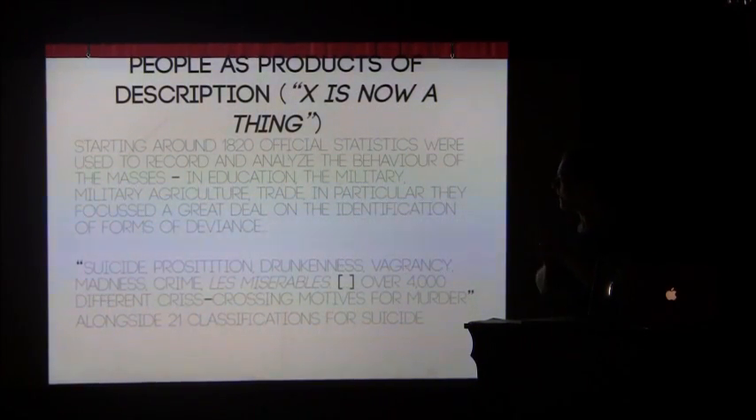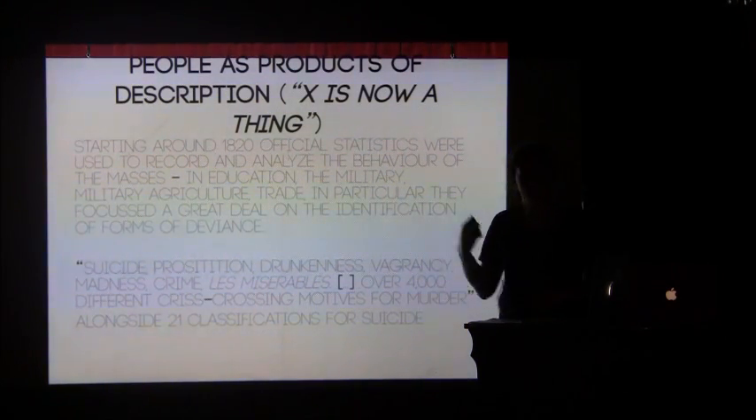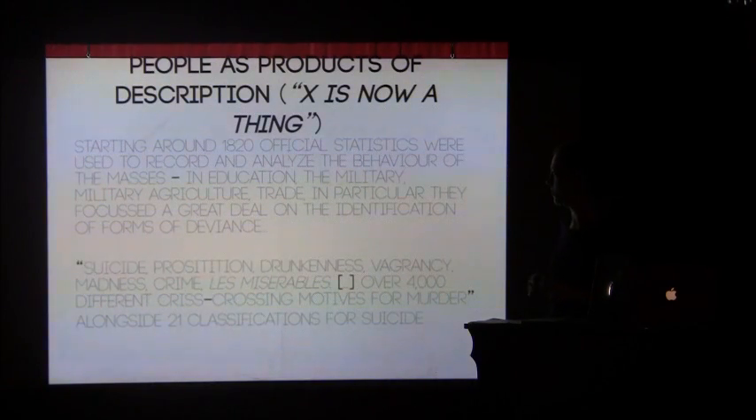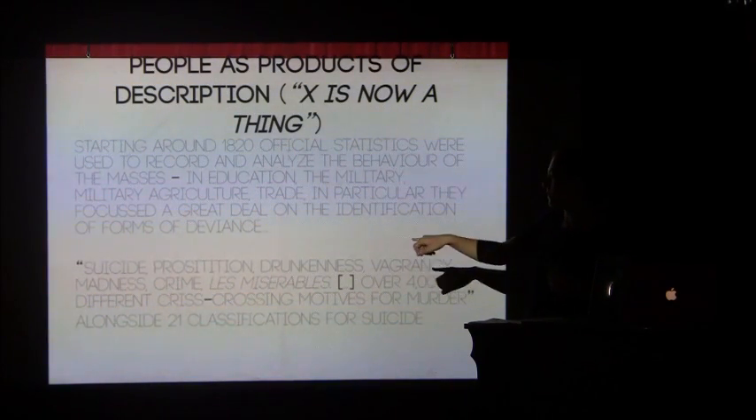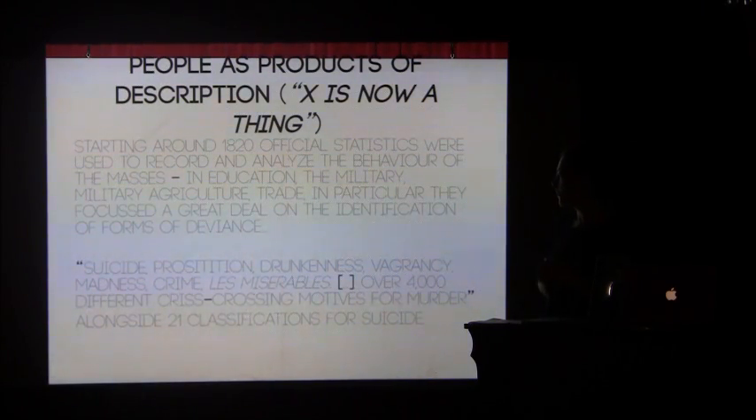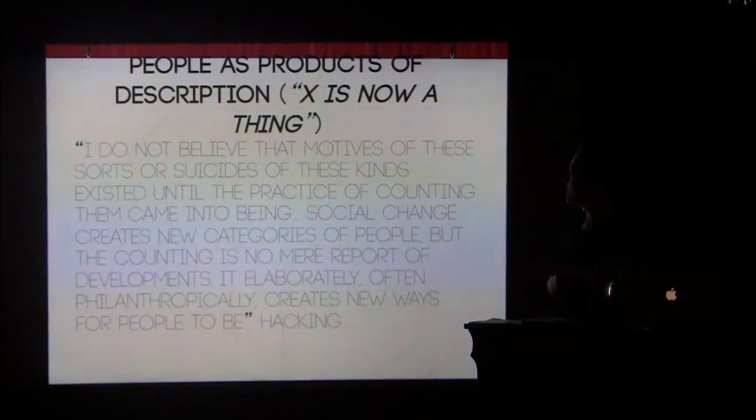So in 1820, official statistics started to be used to analyse people's behaviour across a broad range of areas, such as military, agriculture, and trade. In particular, deviance was an interest of people making measurements and studying people's behaviour. What Hacking talks about is this whole list: suicide, prostitution, drunkenness, vagrancy, madness, crime, over 4,000 different crisscrossing motives for murder, and 21 classifications for suicide. And he says that he doesn't think that these motives or sorts of suicide exist until the practice of counting them comes into being.